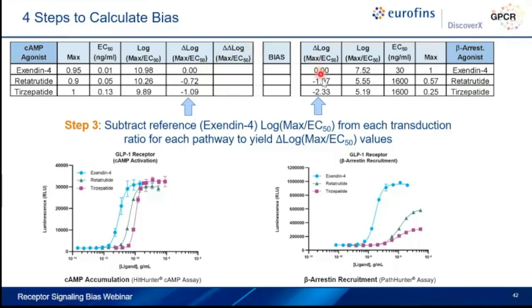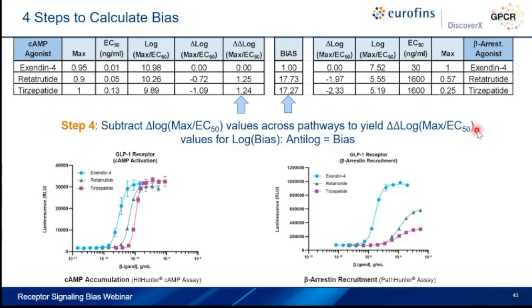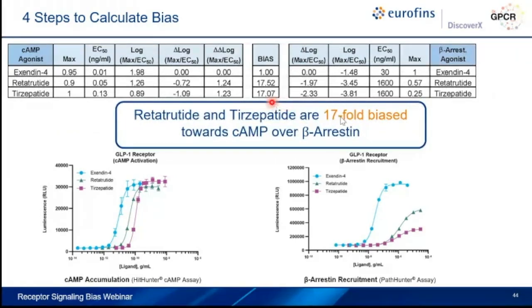Now I can cross assays and compare what I'll call bias, and that's doing delta log max over EC50 again, and there they are. The anti-log is therefore the bias, and so in this case, these two compounds are 17-fold biased towards cyclic AMP versus beta-arrestin.